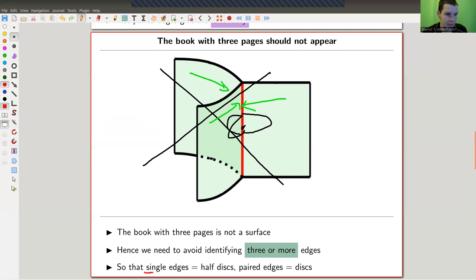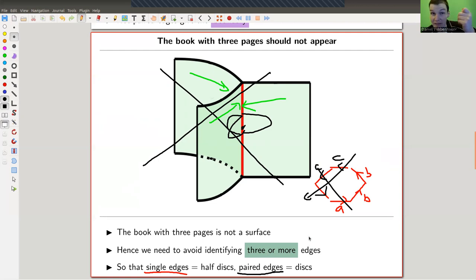The only thing we want is single edges. And with edges, now I mean single symbols appearing in the words. I think of them as little polygons here. And I have an edge here and it could appear once, or I have some edge here and it would appear twice, for example. That's okay, but having an edge that appears three times or a symbol that appears three times, that's simply not okay. That's what we don't want. Only single or paired, that's what we want, right? So single, half disk, boundary; paired, disk. And that's the whole point. And everything bigger would be a book with many pages, and we don't want that.